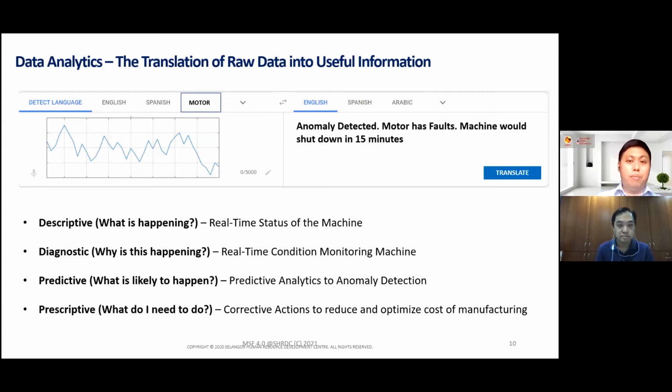So sensors are placed into the machines for them to tell us what is their current status, what is going to happen, and what is actually happening in the machine. So let's say if we look at this Google Translate over here, it's translating a machine signal where it is telling you what is happening, where it's telling you that the machine has a problem, anomaly is detected. Why is it happening? Basically, the motor has some faults. And what is likely to happen? The machine will shut down in 15 minutes because there are motor faults, right? So therefore, basically, you are already translating what the machine is trying to tell you through the signals that you are collecting. So this is basically how data analytics is used to actually optimize your machine utilization.